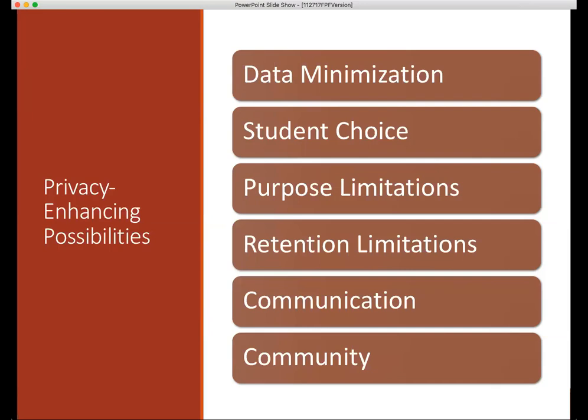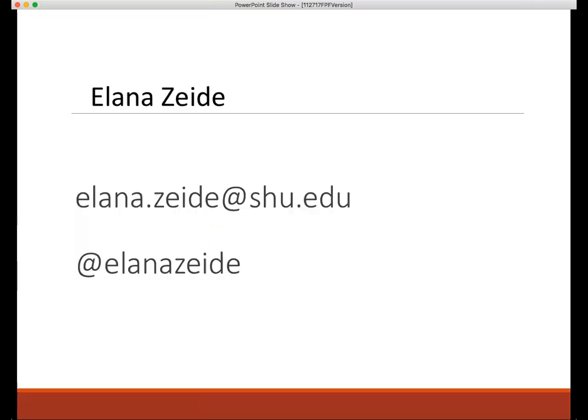For example, Florida's ban on collecting biometric information led to difficulty complying with special needs requirements. And lastly, community. It's important to consider these issues in terms of the educational and institutional community, not just students, but also teachers and staff and administrators. And that is my current summary of the Fair Information Practice Principles. I hope that's given you a good overview, and I'm happy to answer any questions you might have.